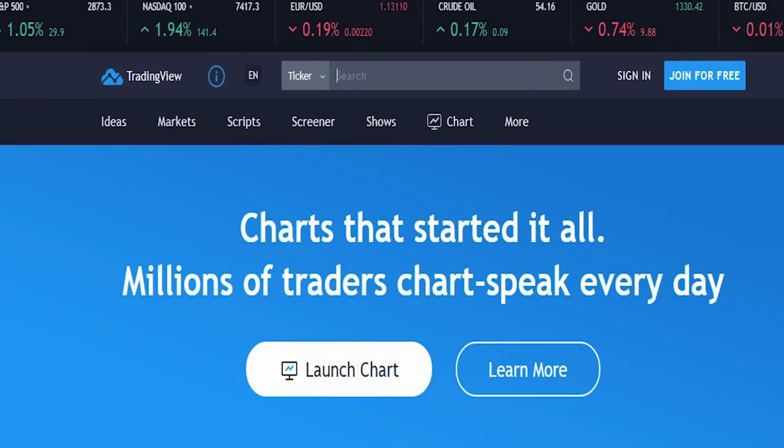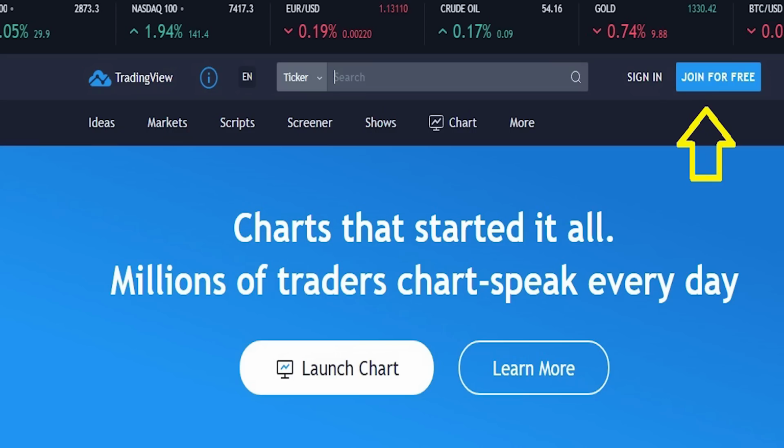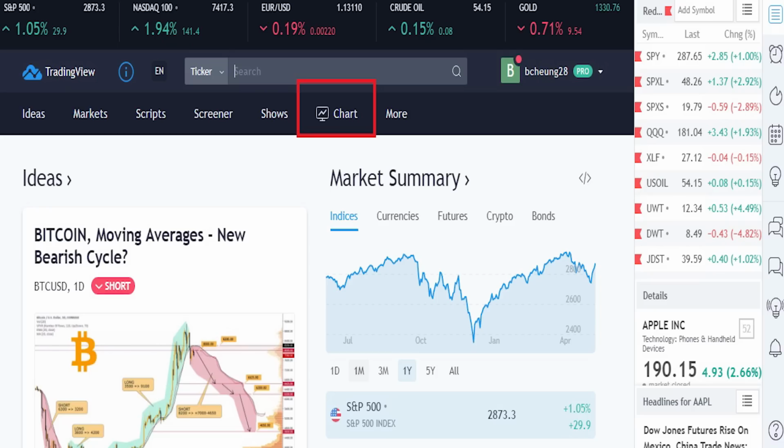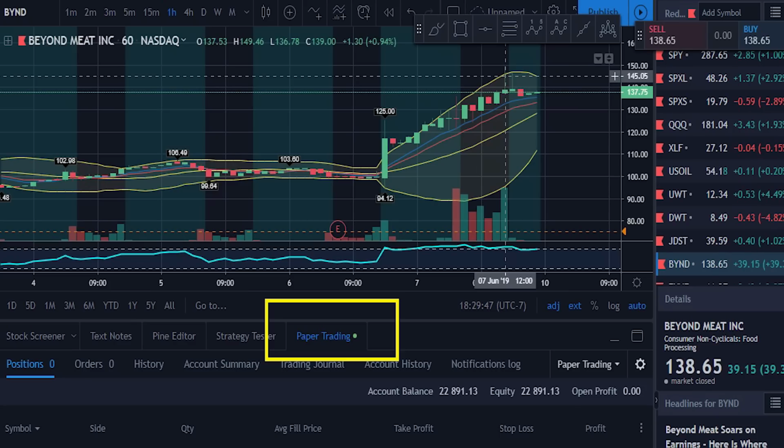Then you click into tradingview.com. This comes up, and all you have to do is join for free and create an account with this platform. And once you join the account, all you have to do is click onto the charts, which is highlighted here. Once you get into some of the charts, you can pick any chart that you like. Right now I have Beyond Meat, which is a very hot stock at this moment. But you see here where the yellow box is, it says paper trading.